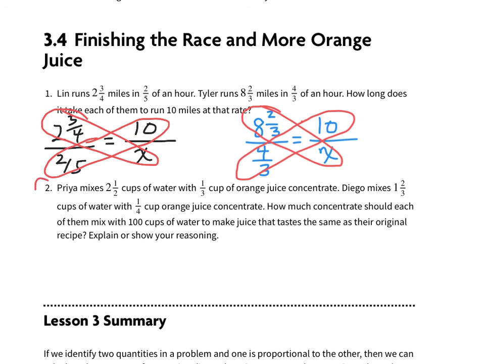And then try number 2. It's a similar kind of question. For each one of them, we're looking for 100. How much should they mix with 100 cups of water? All right, so try that proportion. If you can't get it, try it in a ratio table.